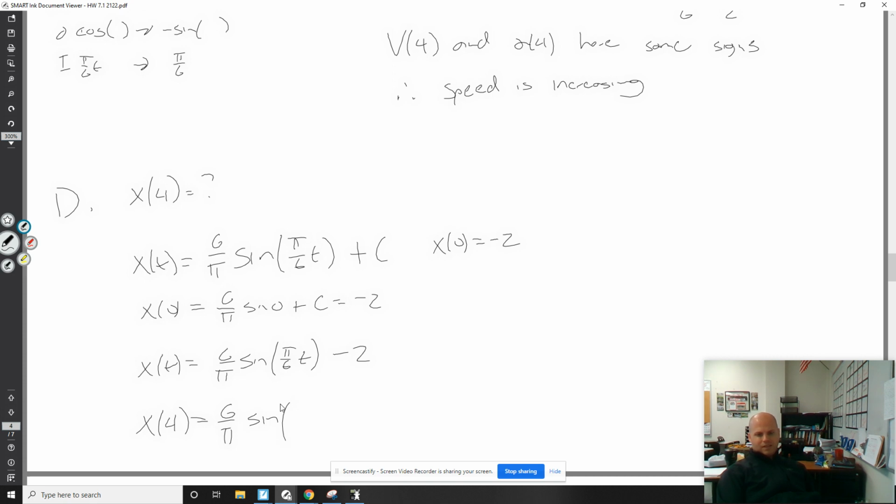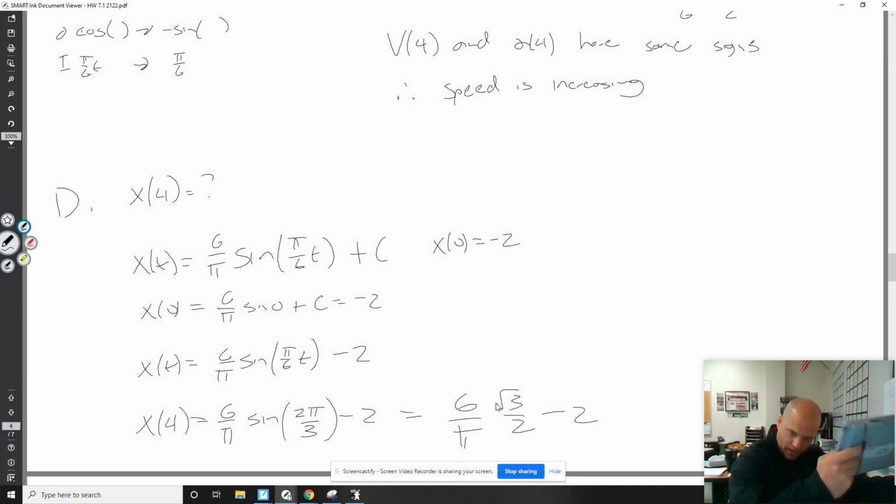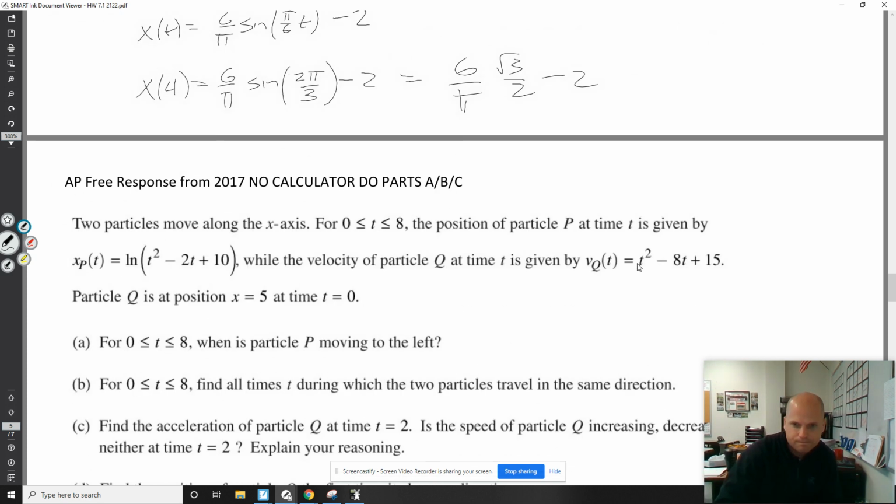I don't think you need to do more. All you need to do is find the sine of 2 pi over 3 and leave that as your answer. 6 over pi, sine of 2 pi over 3, which I already did, root 3 over 2, minus 2. Leave that. It's fine. Here's your position. Okay.